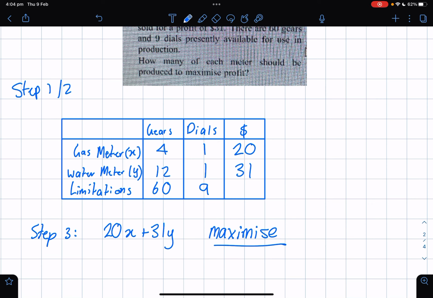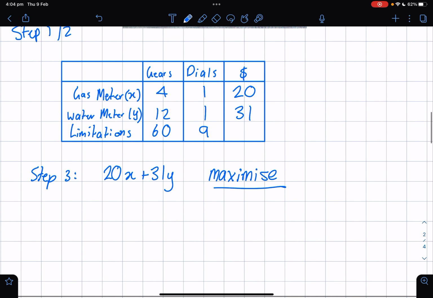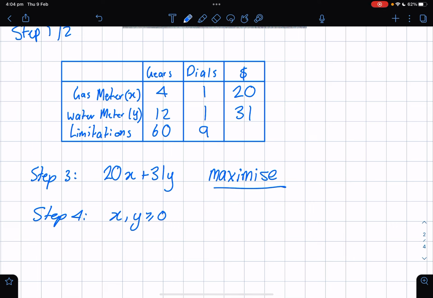Now, let's find our constraints. So step 4, easiest ones to get, x and y greater than or equal to 0. Now for gears, we get 4x plus 12y is less than or equal to 60 because we can't have more than 60. And then for dials, x plus y is less than or equal to 9 for the same reason.